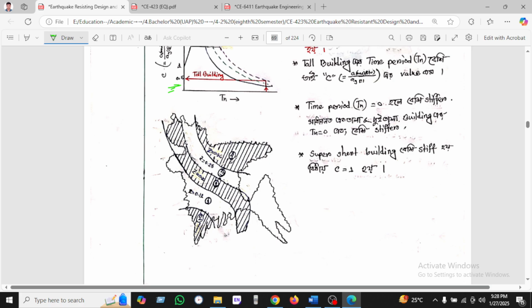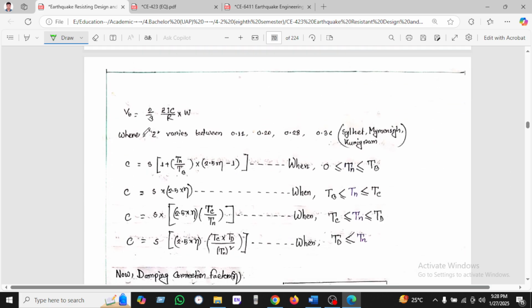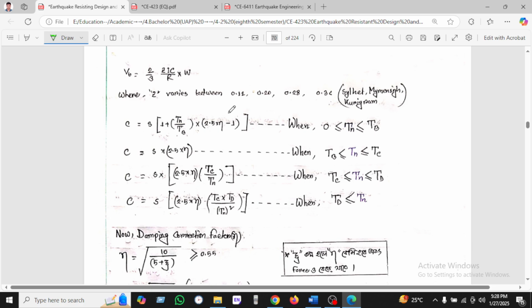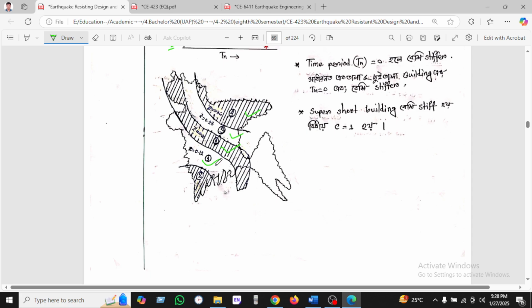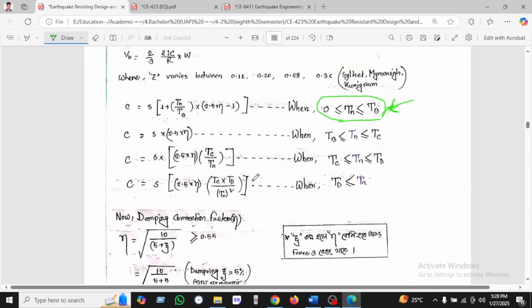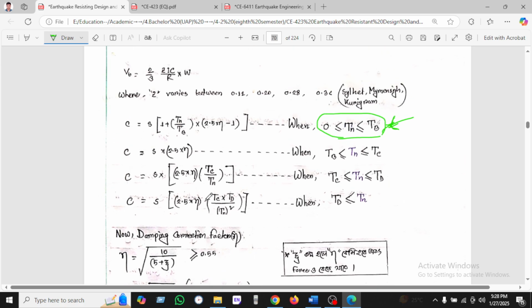Here we can see Bangladesh is divided into 4 zones: Zone 1 is 0.12, Zone 2 is 0.20, Zone 3 is 0.28, Zone 4 is 0.40. So you can see here I am also writing the base, and the Z value is different, and the C value depends on the different T values. I have also made another lecture on how to draw the response spectrum, so please watch my video also.